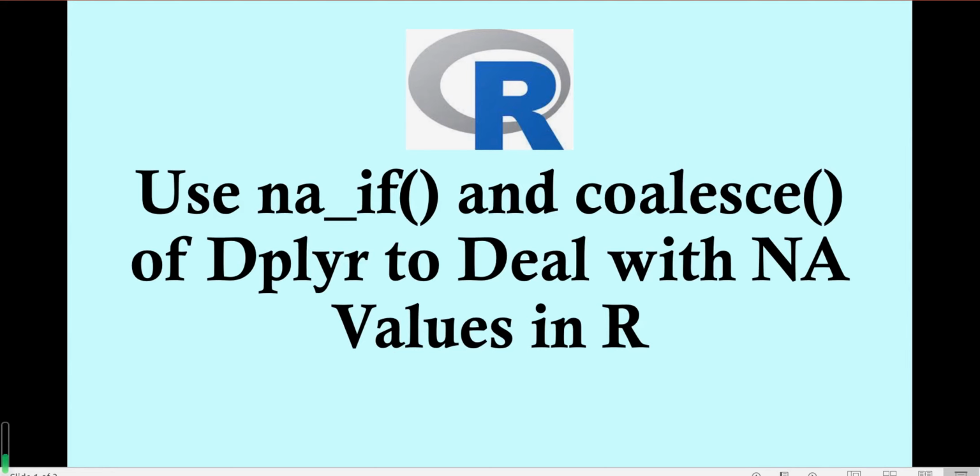In this video, we will introduce briefly two functions from the dplyr package to deal with missing values or NA values in R. These two functions are called na_if and coalesce.